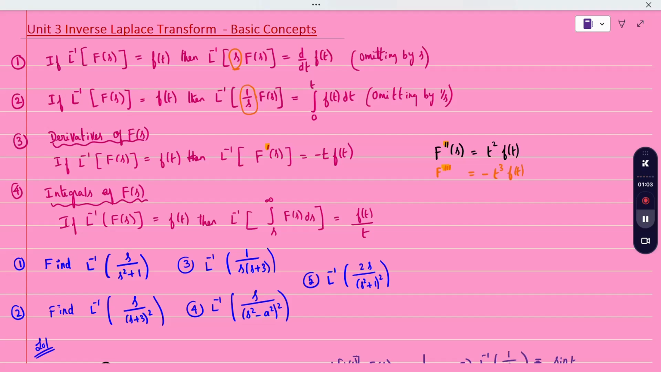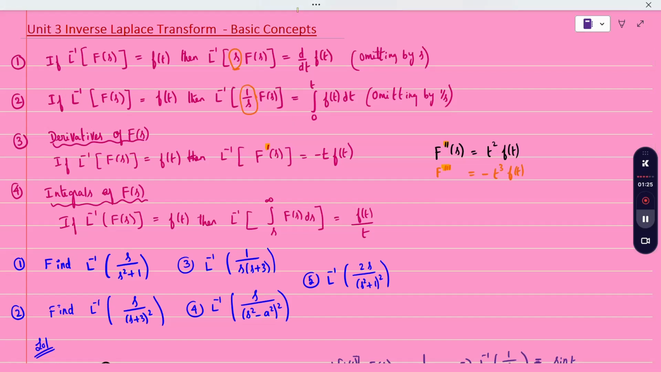So the fourth condition is integral of F of s. If L inverse of F of s equals f of t, then L inverse of integral over s to infinity F of s ds equals f of t divided by t. So I have some problems. Okay, first question, one by one I will solve it. Related to all these 4 conditions are the problems.